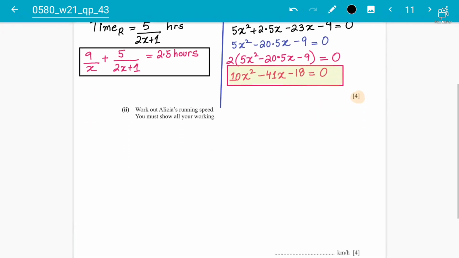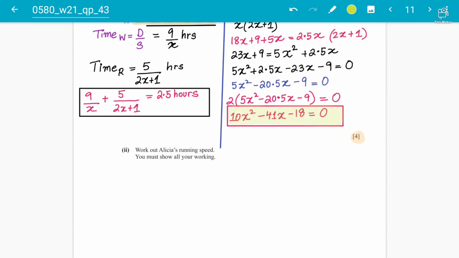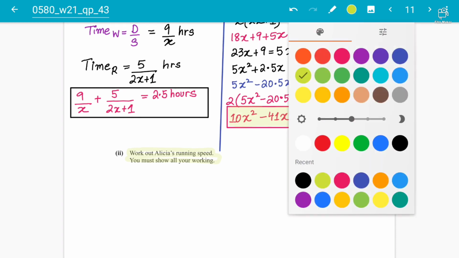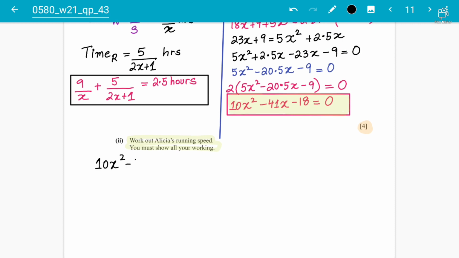Then again, for 4 marks you have to work out Alicia's running speed, which means that you have to get the speed of Alicia when she was running, not walking. I'll come back to what is the difference between walking and running, but it simply means that in the next part, you will have to solve this to get the value of x, which is speed. So 10x square minus 41x minus 18.